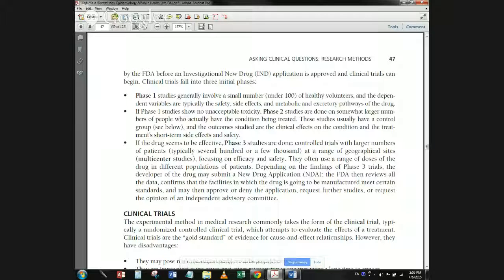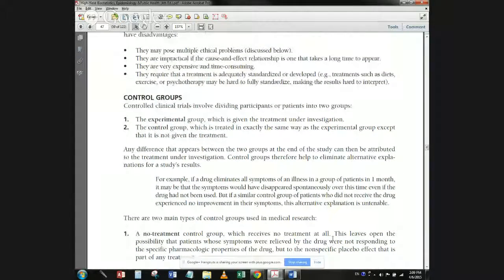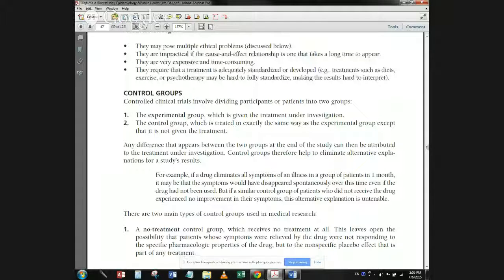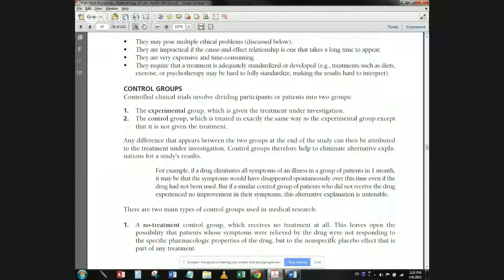Clinical trials. The experimental method in medical research commonly takes the form of the clinical trial, typically a randomized controlled clinical trial, which attempts to evaluate the effects of a treatment. Clinical trials are the gold standard of evidence for cause and effect relationships. However, they have disadvantages. They may pose multiple ethical problems. They are impractical if the cause and effect relationship is one that takes a long time to appear. They are very expensive and time consuming. They require that a treatment is adequately standardized or developed. For example, treatments such as diets, exercise, or psychotherapy may be hard to fully standardize, making the results hard to interpret.